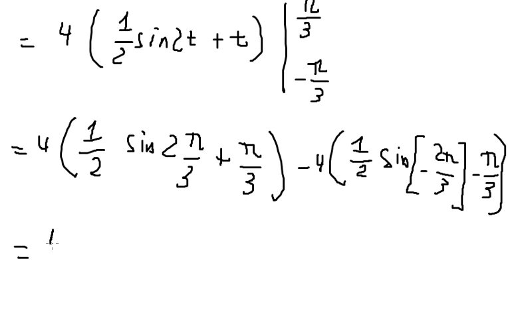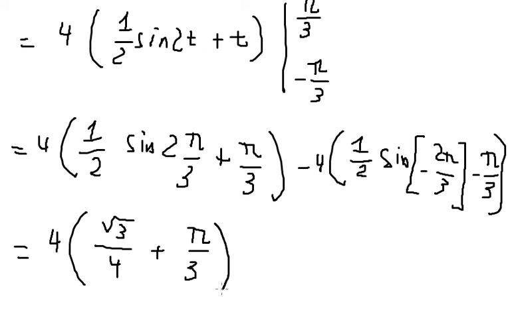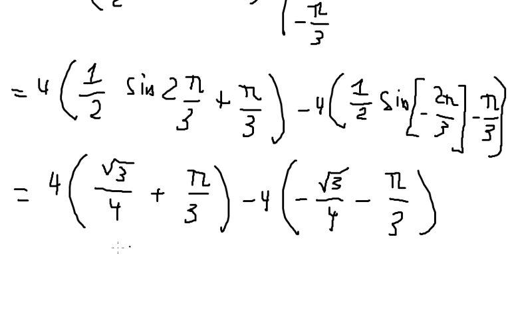So we need to simplify. This one we have the square root of 3 over 4, and we have pi over 3. This one we have negative square root of 3 over 4 and negative pi over 3. So if we simplify everything, we have 2 square root of 3 and 8 pi over 3.